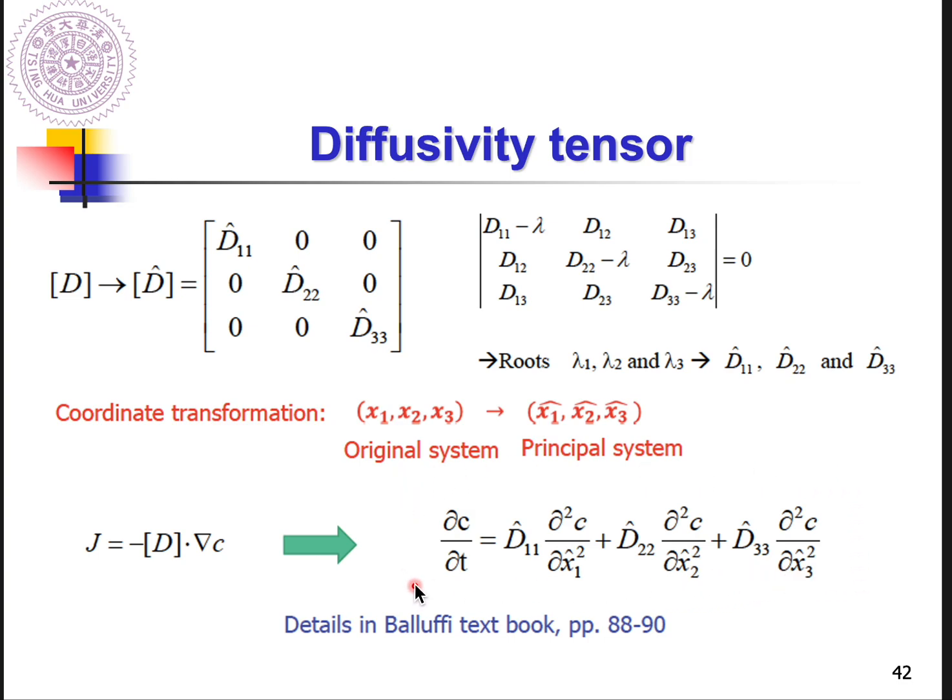Okay, so this is how we deal with a diffusivity tensor, how to simplify it. You just simply convert it to the principal system. Then that will allow you to get a much simpler diffusion equation, by getting the eigenvalues for this diffusivity tensor.